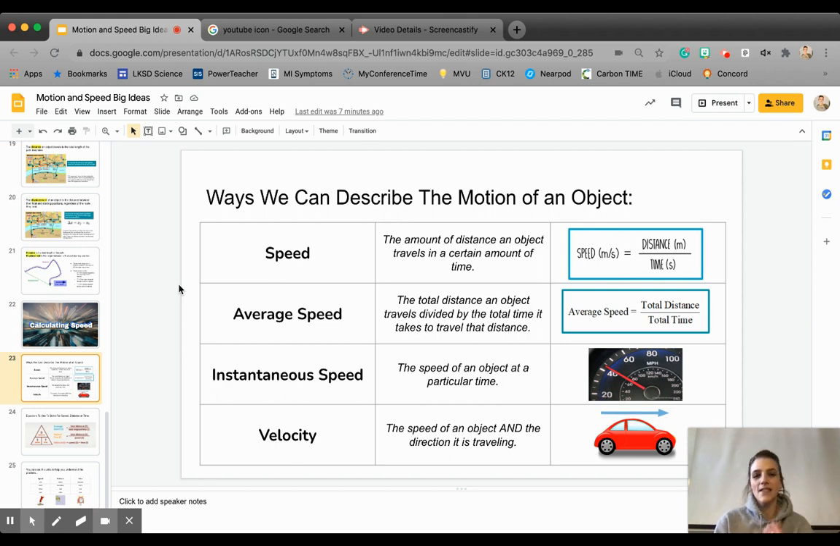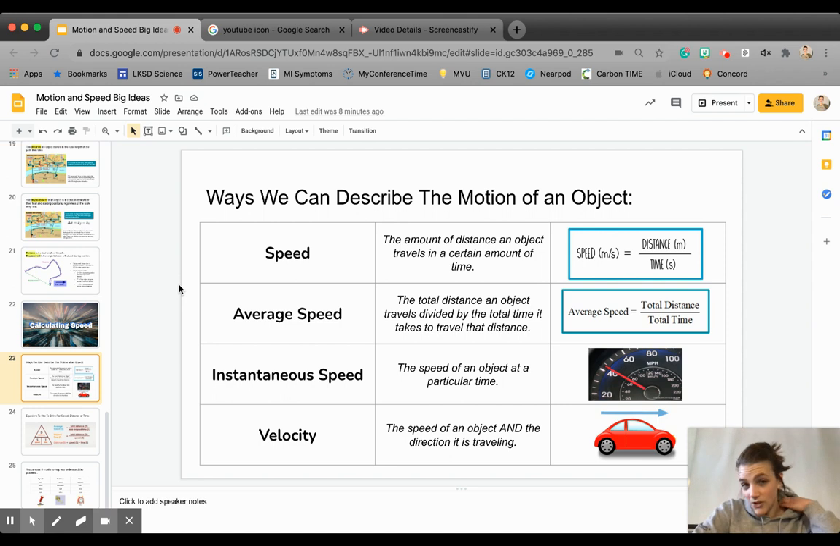If you get a problem that asks you about an instantaneous speed, that is the speed of an object at a very particular time. For example, a question could ask you, what was the speed of the object at 3 seconds, right? So you're going to want to know, how far has that object traveled in 3 seconds in order to calculate the instantaneous speed. More often than not, you'll be asked to calculate average speed, but just be aware that instantaneous speed is kind of like a speedometer. At a very particular instant, what was the speed?